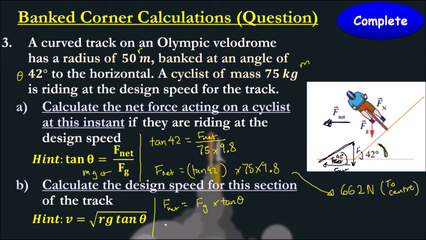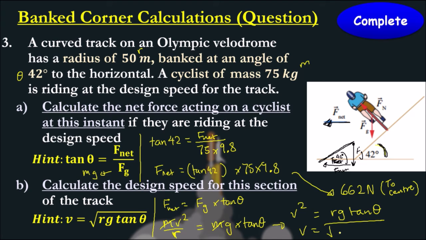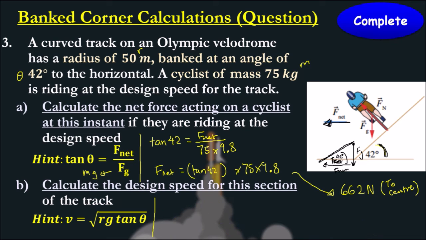F net is centripetal force, so we can rewrite it as mv squared over r equals mg times tan theta. You can see that m and m divide each other. We move r over, so we get v squared equals rg tan theta. And if we want to find v from there, it's the square root of rg tan theta, voila. Okay, so that's how you get that. Now let me just scribble that out so I can do the calculation. Okay, so that's scribbled out.